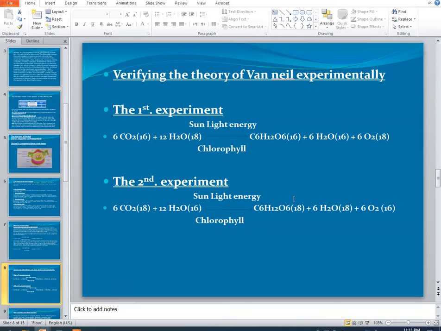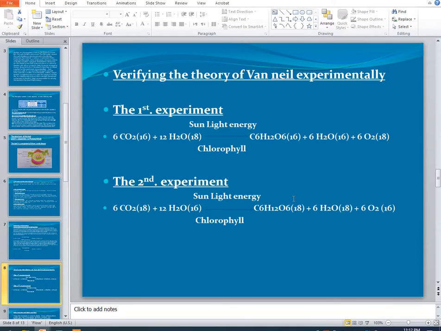After that, we can verify the theory of Van Niel. The first experiment: 6CO2. We use the carbon dioxide with the mass number of oxygen 16, plus 12H2O, where the mass number of the oxygen isotope we use is 18.